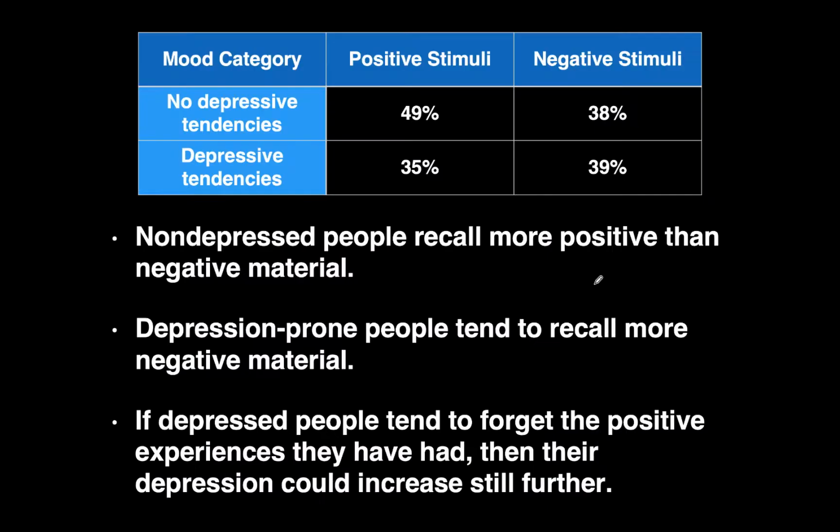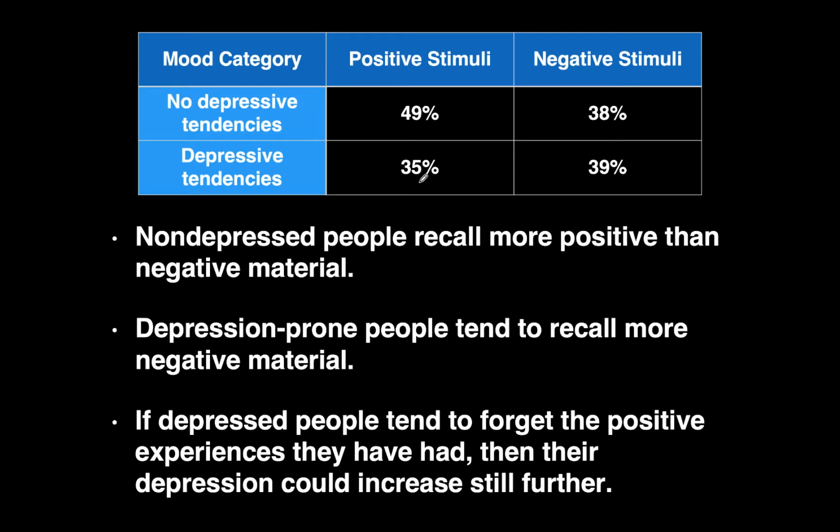Let's look at this table. If you do not have a depressive tendency, you can remember 49% of positive stimuli, and you can only remember 38% of negative stimuli. But if you are in a depressive mood, you can remember negative stimuli more than positive stimuli.